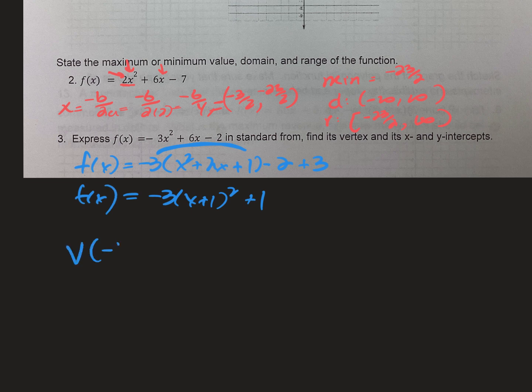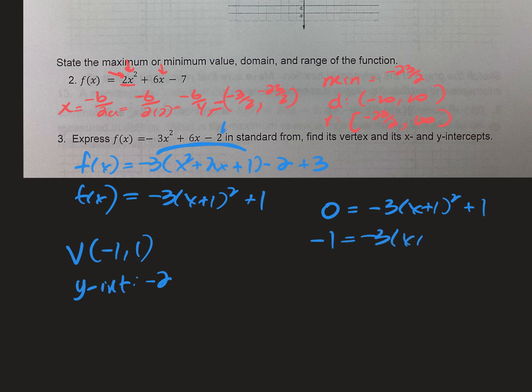So here's what I know so far. I know the vertex is negative 1, 1. I know the y-intercept. When I started the problem, I knew the y-intercept is always that last term, negative 2, the constant term. The x-intercept's a little tougher. The x-intercept, I actually have to put a 0 in for the y and solve. So first thing I'm doing is putting a 0 over there. Move the 1 over, which is negative 1. Divide by 3, I get 1/3.